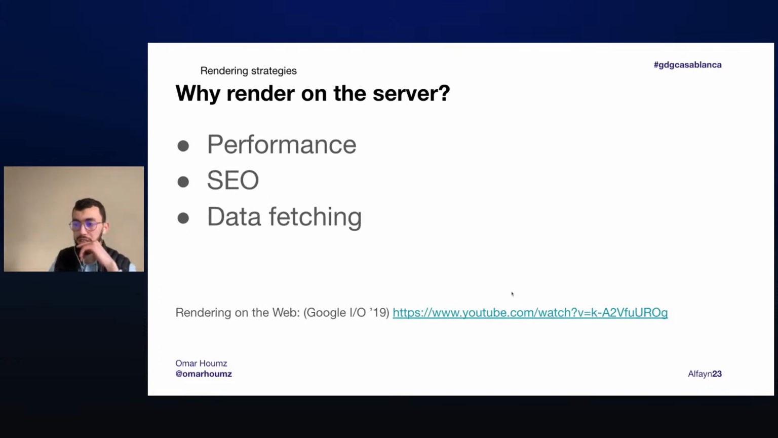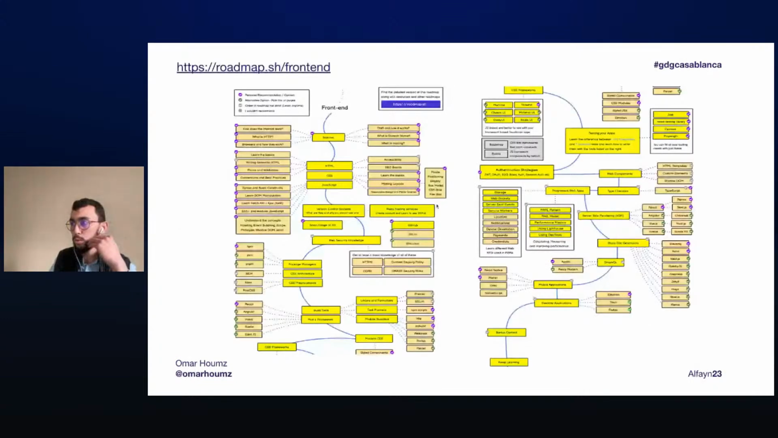This is an amazing talk, rendering on the web. It was on Google I/O 2019. Please check it out. They do an amazing job at going through the different strategies of web from SSR to client side, and they go through the trade-offs we make in adopting each strategy, and they also talk about performance, SEO, data fetching.